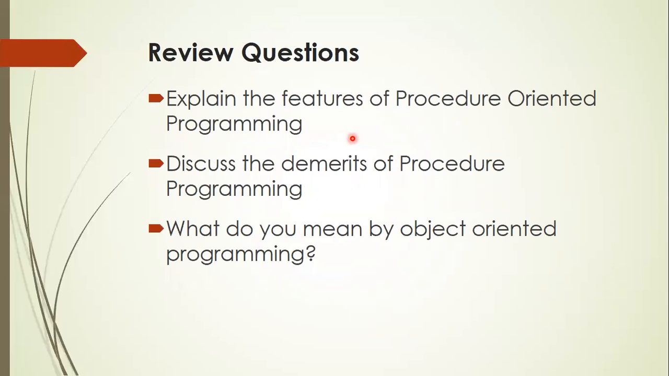So based on this session, these are some of the probable review questions in your examination. In the examination, they can ask: explain the features of procedure-oriented programming. What are the merits and demerits of procedure-oriented programming? What do you mean by object-oriented programming? Some of the questions may be asked for 2 marks. Sometimes the first question will generally come in the examination for 4 marks.